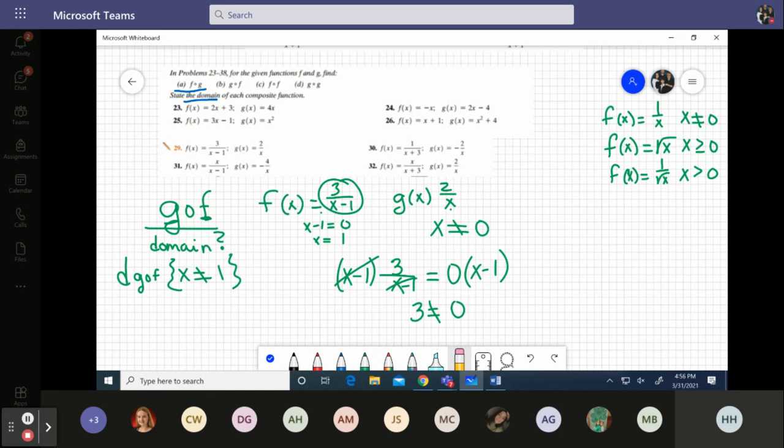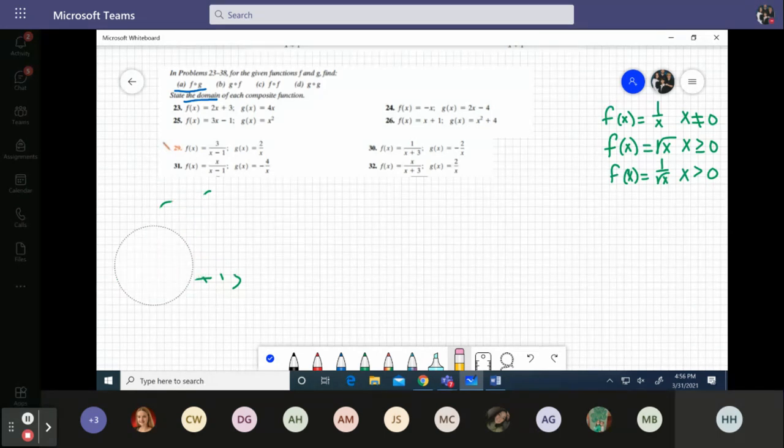How are we doing on these? Okay, domain of a composite function is what we're working on. How about 32? We'll do f of g. F of x is equal to x over x plus 3. G of x is equal to 2 over x.